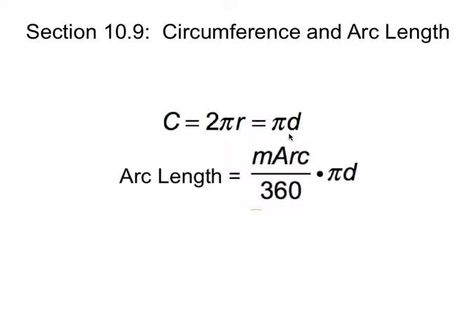If I'd like to find part of the circle, or the arc length, not the measure, the actual length, as if I were to lay a piece of string along this part of the circle and straighten it out and measure how long it would be, I take the measure of my arc in degrees, divide it by 360, and multiply it by the circumference. This part here, the measure of the arc over 360, is the portion of the circle that comprises the arc. So let me show you an example of that.